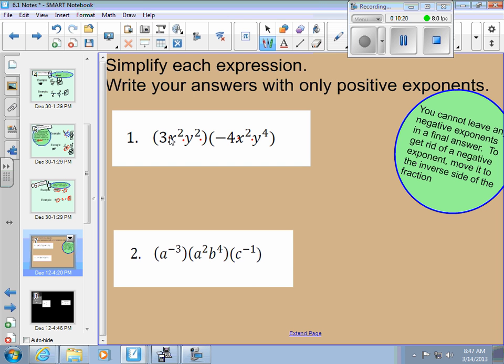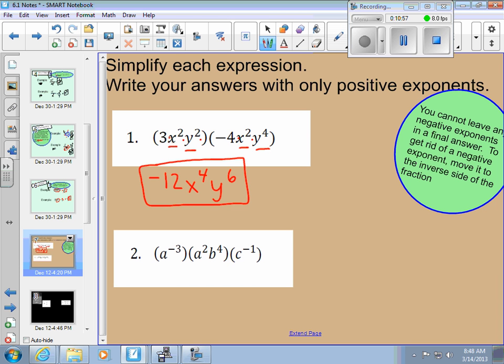Let's start with numbers. 3 times -4 will give us -12. Now let's combine our x's. We've got x squared, x squared. They're separate monomial terms. We want to add their exponents, x to the 4th power. Now let's do our y's. We've got y squared, y to the 4th. Again, add their exponents, y to the 6th power. And that would be our final answer. We don't have any negative exponents. We are okay.